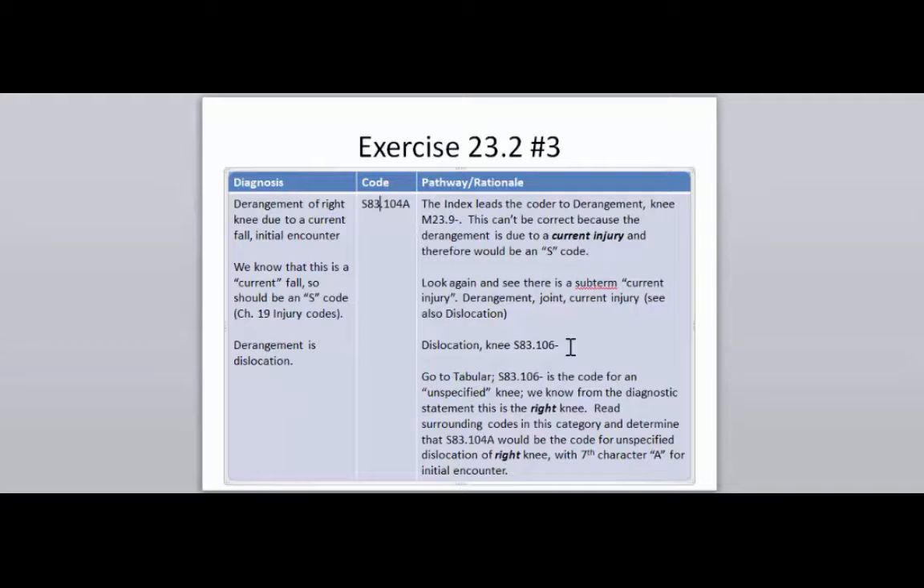The other thing I found I wanted to use this particular one, the code is not correct. It's one of those that gets you in the neighborhood, but not to the exact code. S83.106 is an unspecified knee, and we know from the diagnostic statement it's a right knee. So we're going to look around our codes and find S83.104, which indicates it's the right knee. And again, the 7th character is A.